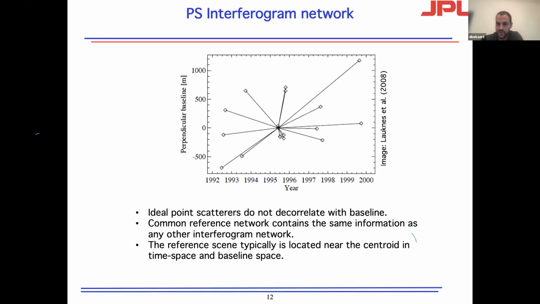So once you have done your persistent scatterer selection, you would still need to unwrap the data. And as we discussed before, the longer the temporal and the perpendicular baseline, the more challenging it might be to unwrap the data. So technically speaking, if you would make multiple pairs in here, it would have the same information in that network.